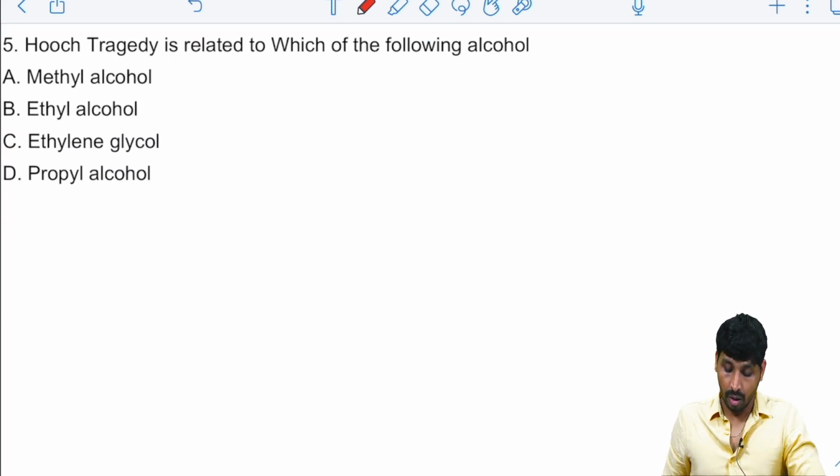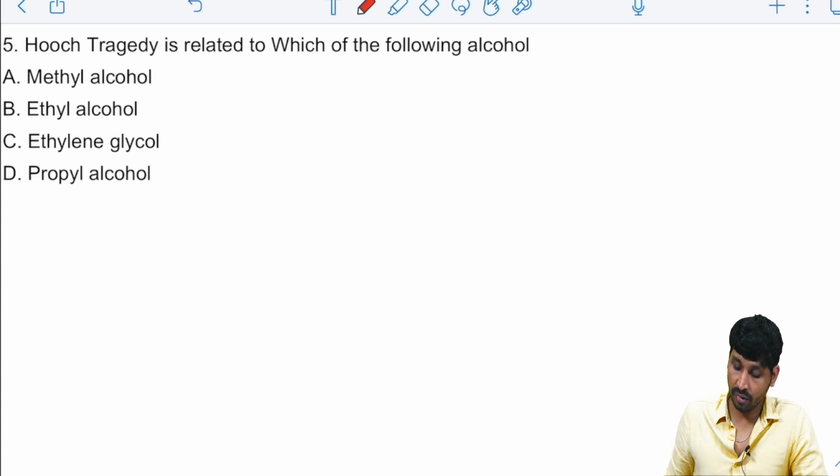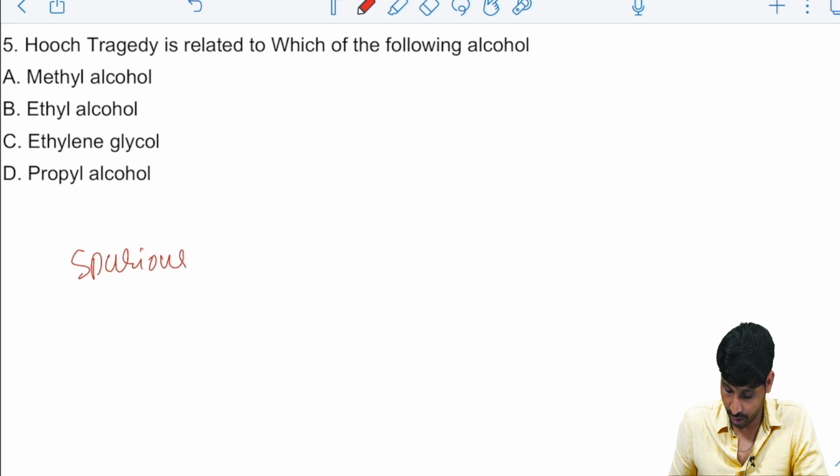Next, Hooch tragedy is related to which of the following alcohols? Hooch is nothing but what? Spurious alcohol. What do you mean by spurious alcohol? Methylated alcohol. This is methylated.